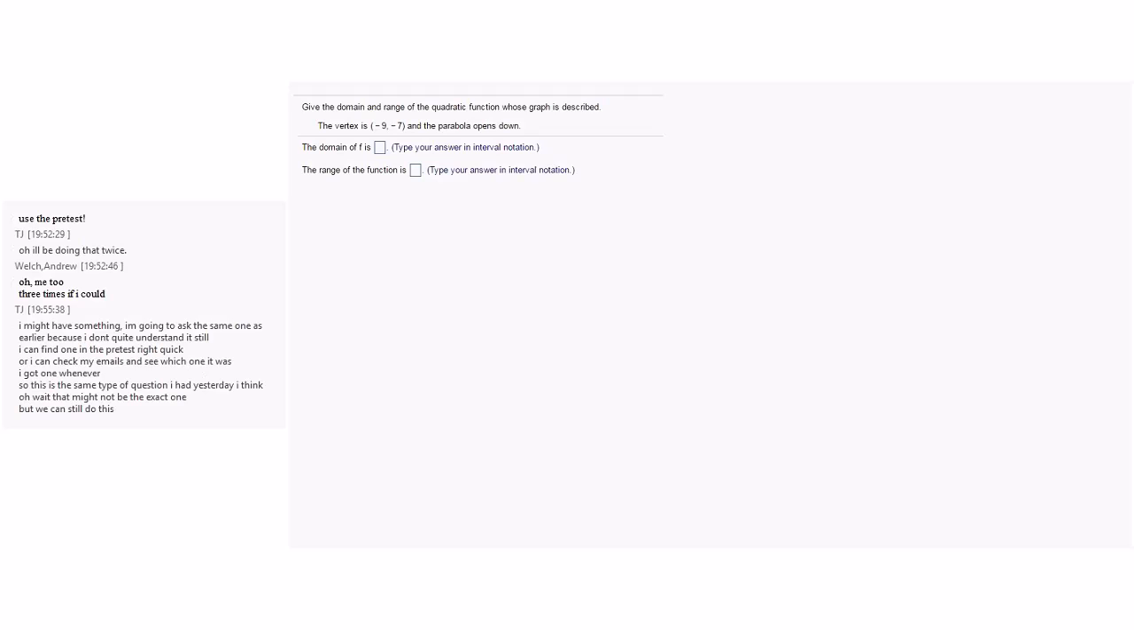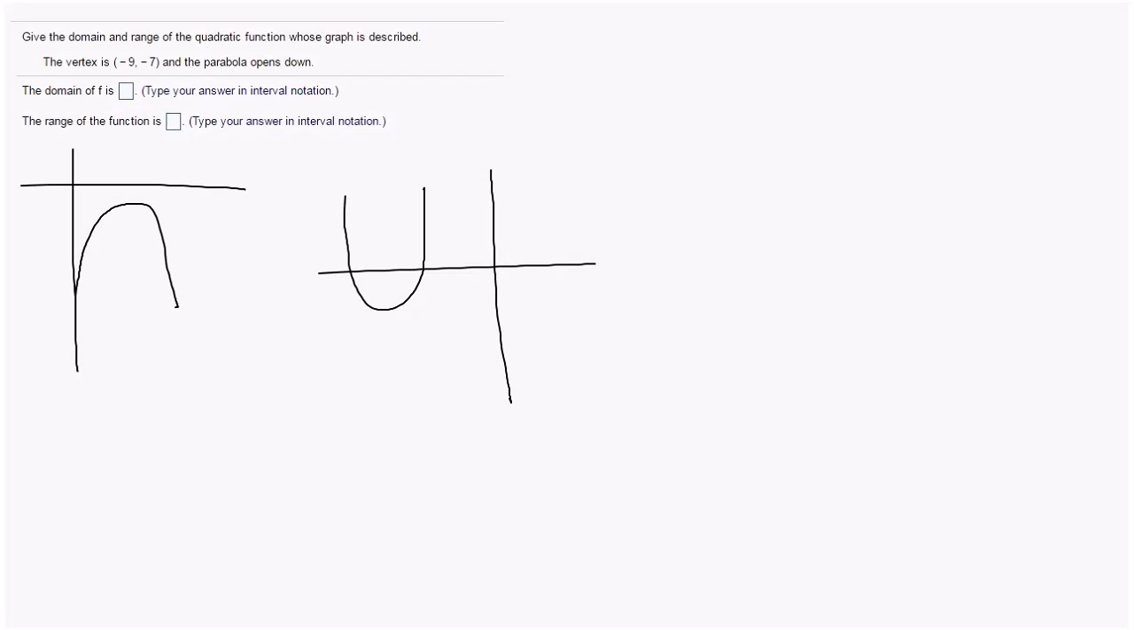What I wanted to say about domain and range is that either you're going to have a parabola that is negative and opens downward, or you're going to have a parabola that is positive and opens upwards. So let me just put in an axis like that. Domain is going to be your x values, and you can represent that in interval notation, or you can represent that in set notation.